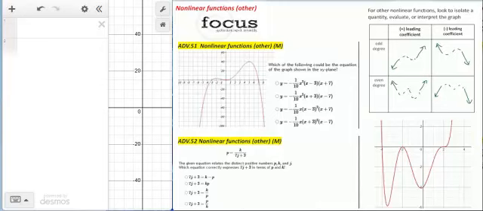So when you look at this right here, based on where the end behaviors lie on this graph, you know that this graph is going to have an even degree. The highest power of x is going to be an even number. And you also know that it's going to have a positive leading coefficient.